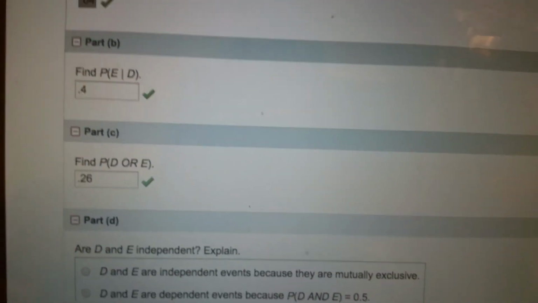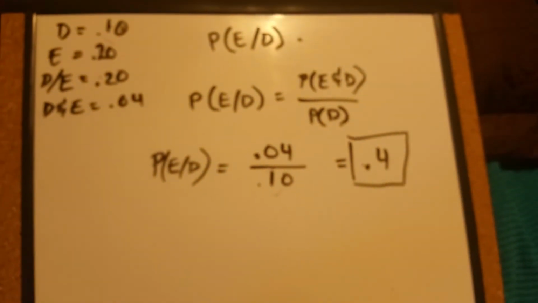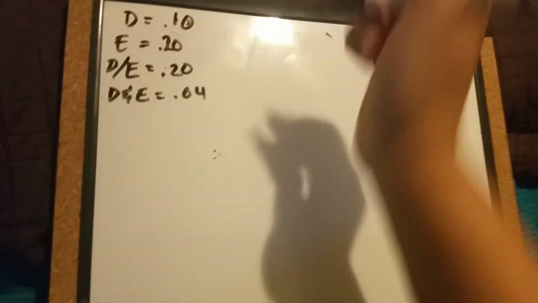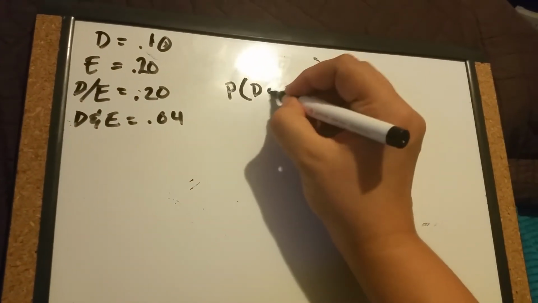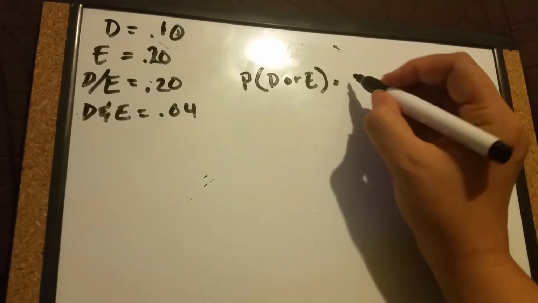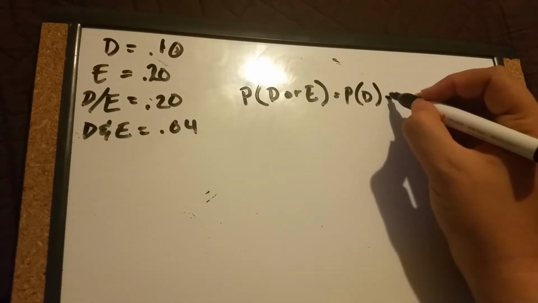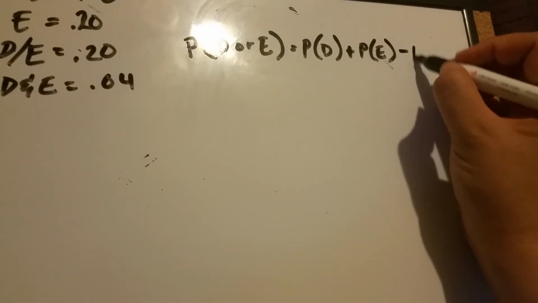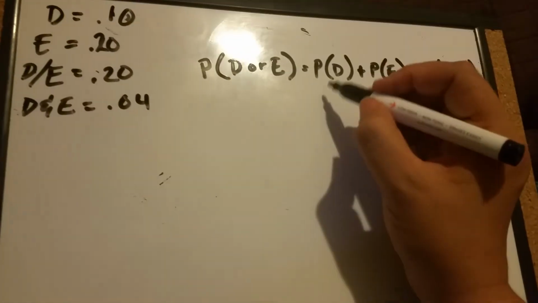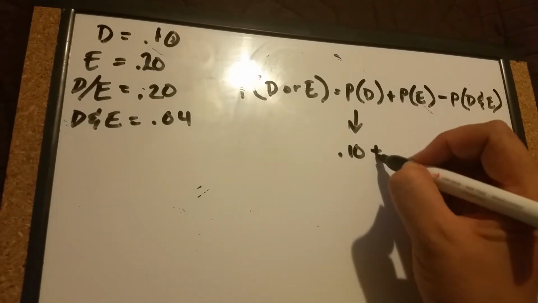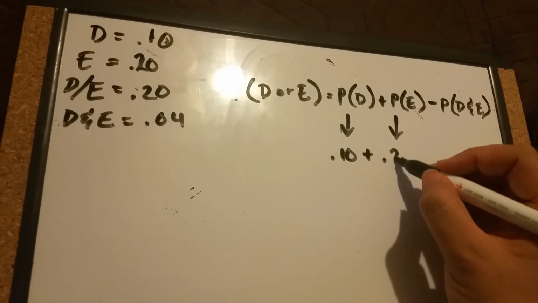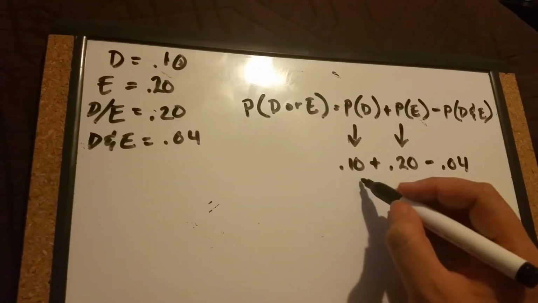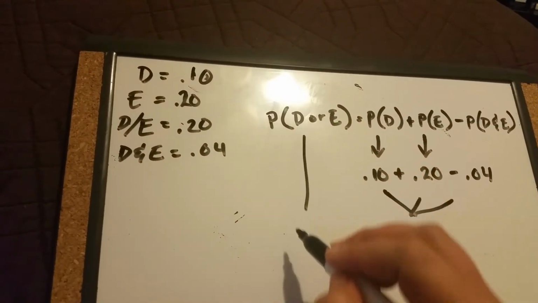Okay, so find D or E. Again, that was for this. We've got that. Let me erase this and keep all of those up there. Let's see, probability of D or E equals the probability of D plus the probability of E minus the probability of D and E. Okay, so we have D is 0.10 plus we have E is 0.20 minus the D and E is 0.04. Okay, so we take all three of these and we will get that, right?